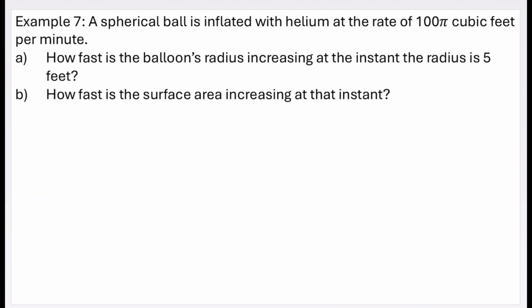All right, so example 7. So in example 7, we have a spherical balloon that is inflated with helium at a rate of 100 pi cubic feet per minute. And then we have how fast is the balloon's radius increasing at the instant when the radius is 5 feet, and how fast is the surface area increasing at that instant. So again, another one with 2 parts. So I'm going to duplicate this slide so I have a little bit more room to work.